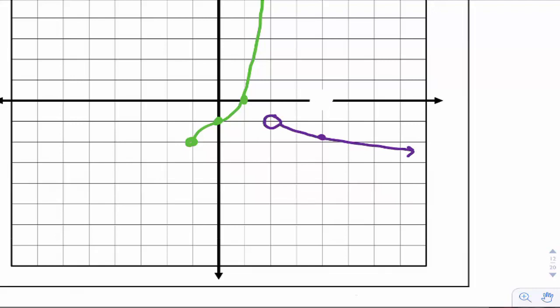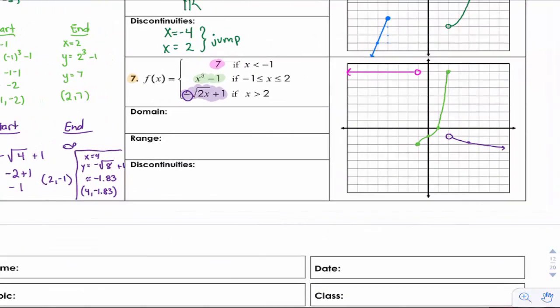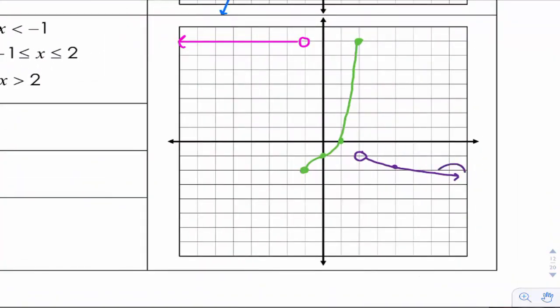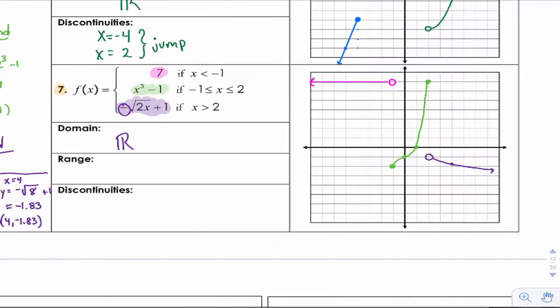So that is the last piece of my graph, and we just have to wrap this up with our discontinuities and our domain and range. So again, domain, as usual, we have yet another one with a domain of all real numbers because all those points are getting filled. The range, if you look here, this graph does go down forever, but it doesn't go up forever. So my range is not going to go to infinity. It does start at negative infinity though.